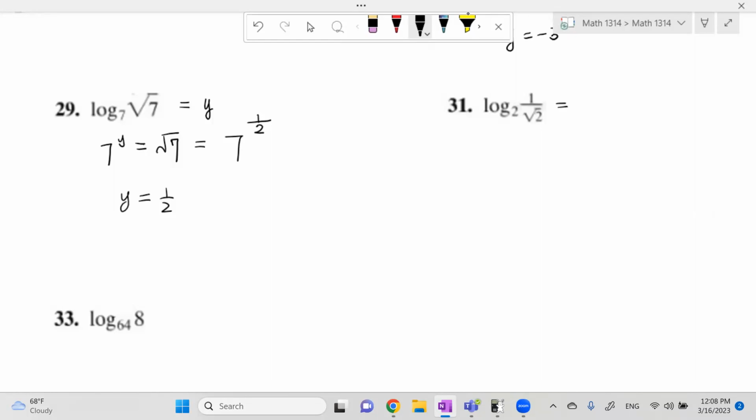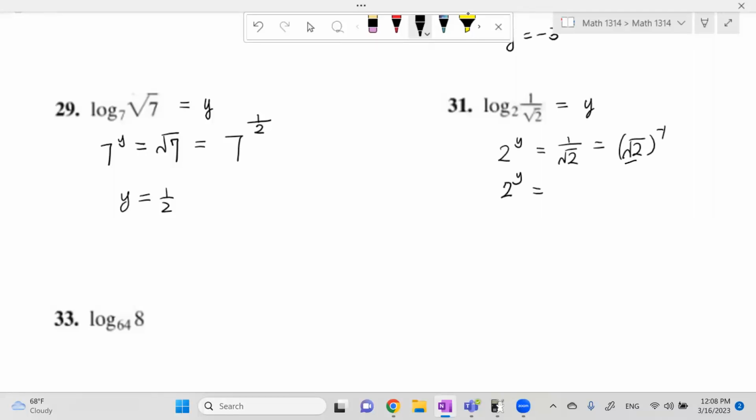Next one. Assume this one equals y, and we solve for y later. Rewrite it into the exponential form: 2 to the y's power equals 1 over the square root of 2. If we have 1 over something, that means raise it to the negative power: the square root of 2 to the -1, and 2 to the y's power.